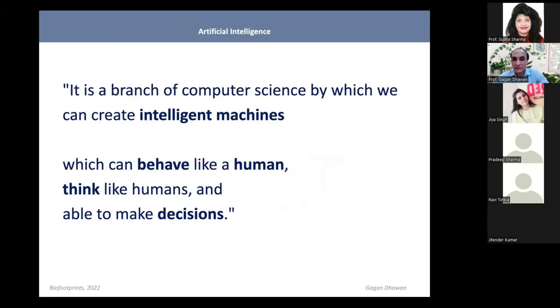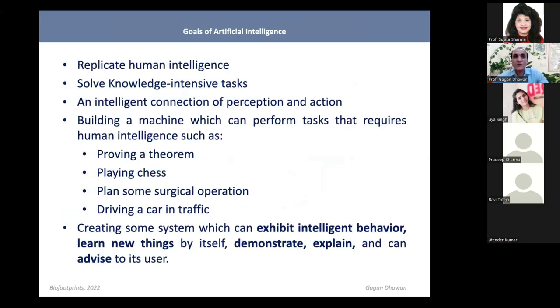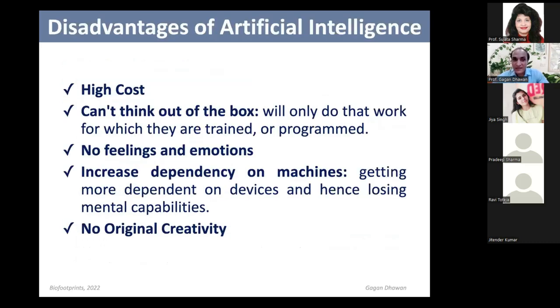So AI is a branch of computer science by which we can create intelligent machines which can behave like humans, think like humans and are able to make decisions. So now you can appreciate that the human brain is extraordinary. We can do anything. We rely on computers, but they have side effects, like I told you about drugs. So you can replicate human intelligence. You can solve knowledge intensive tasks. You can build a machine which can perform tasks like proving a theorem, playing chess, performing surgical operations via robots or driving a car in traffic. But the disadvantage is high cost, because you need very high RAM or very high computer systems.